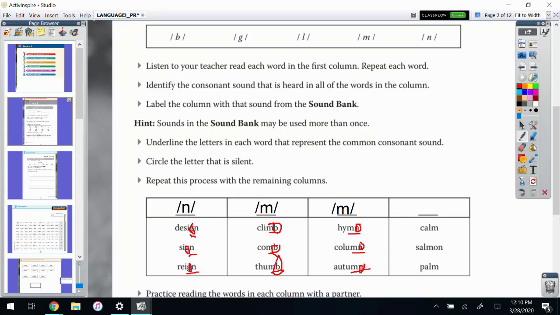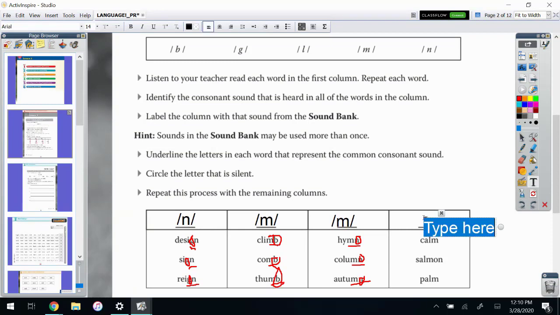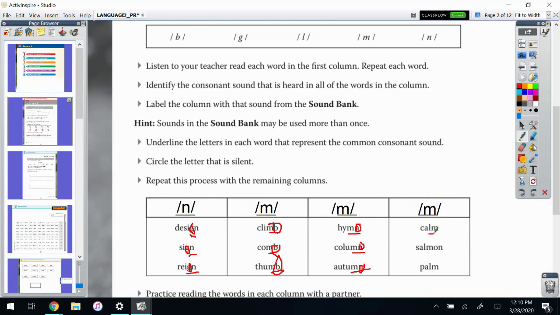Our last column, calm, salmon, and palm. In these words, you hear m at the end of words, but you don't hear the L. So you're going to underline LM in all three of those words. Then you're going to circle the L because you cannot hear it. It is silent. I know my circles look terrible.